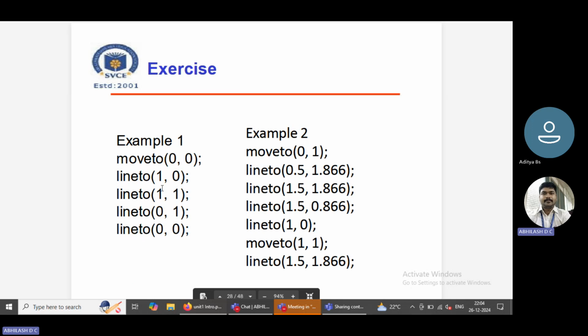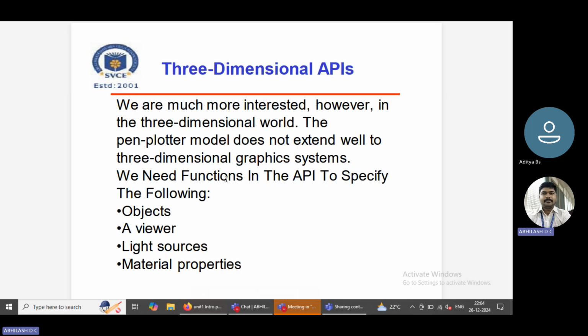So this can be done with respect to the drawing of a square. Next comes another example, move to 0, 1. And basically this is a small way how we move the pen from one place to another place. Another thing is we are dealing with the three-dimensional application program interface. See, yesterday we saw the color cube.